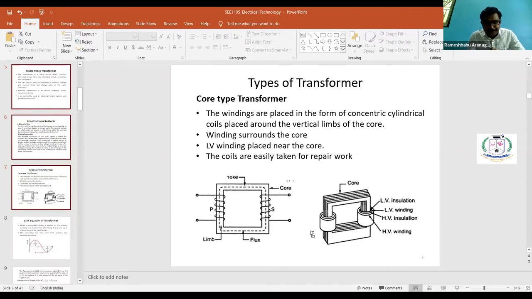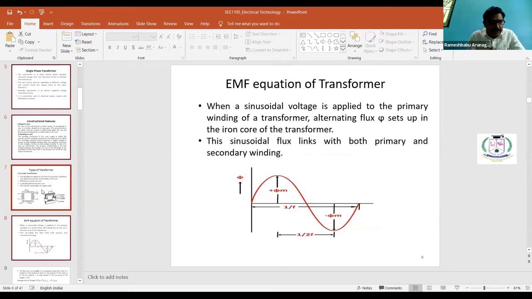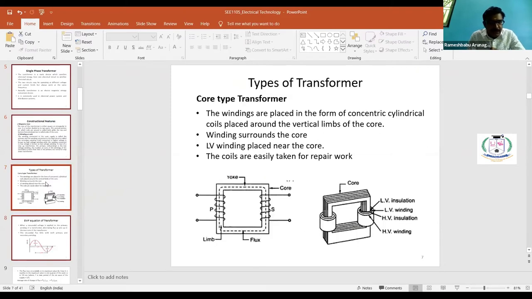Okay, and then there is the shell type transformer. Shell type transformer is nothing but the vice versa, actually. The winding surrounds the core. A transformer in which the winding surrounds the core is nothing but a shell type transformer. For this kind of transformer, normally we use sandwich type winding.